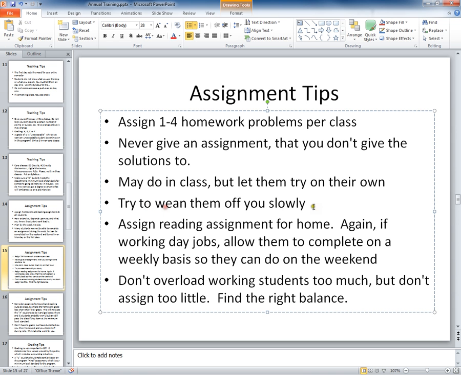Try to wean them off of you slowly if you have students that want your help all the time. Try to wean them off of you so that they work independently. Assign reading assignments for home. Again, if they're working day jobs, allow them to complete on a weekly basis so they can do it on the weekend. Don't overload working students too much, but don't assign too little. Don't assign nothing. Find the right balance.